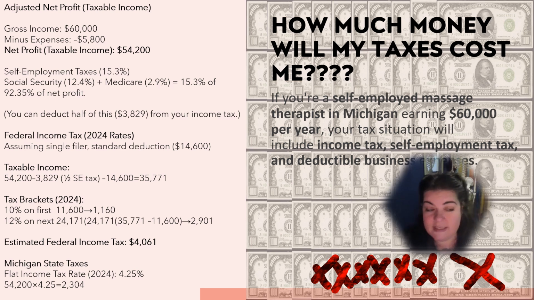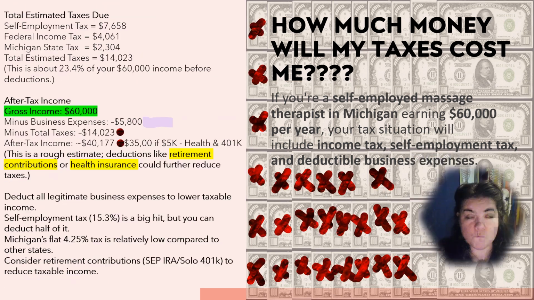Now, you also need to pay Michigan state taxes. Now, remember, this is a nice flat tax of 4.25%. So you are going to be paying a total of $2,304. And we come to that because we are taking it from your net profit. All right. We can still do deductible expenses for the state of Michigan. That leaves us with that $54,200, and that is what we are rating the state taxes on.